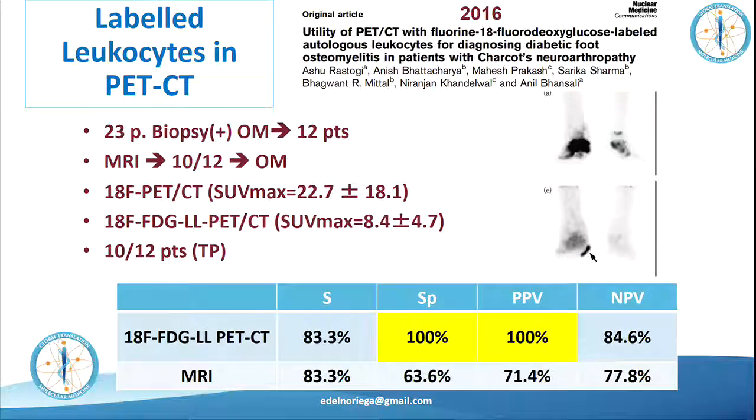But what if we label leukocytes and use them in PET-CT? Well, in 2016, some authors tried this in 23 patients, comparing MRI versus FDG PET-CT and FDG-labeled leukocyte PET-CT. Here we can see the MIP of FDG PET, where we see a diffuse and high uptake in the mid and forefoot. But comparing the same image using FDG-labeled leukocyte PET-CT, we can see the higher uptake in the skin corresponding to a foot ulcer.